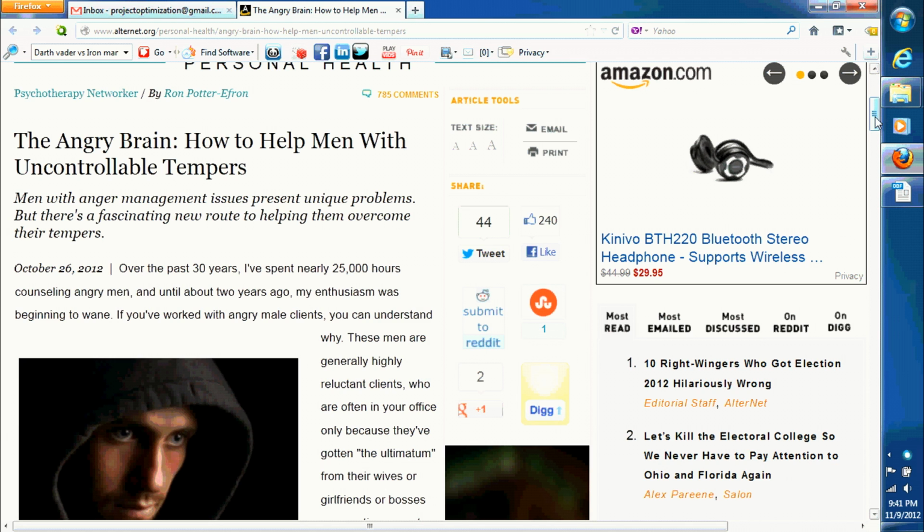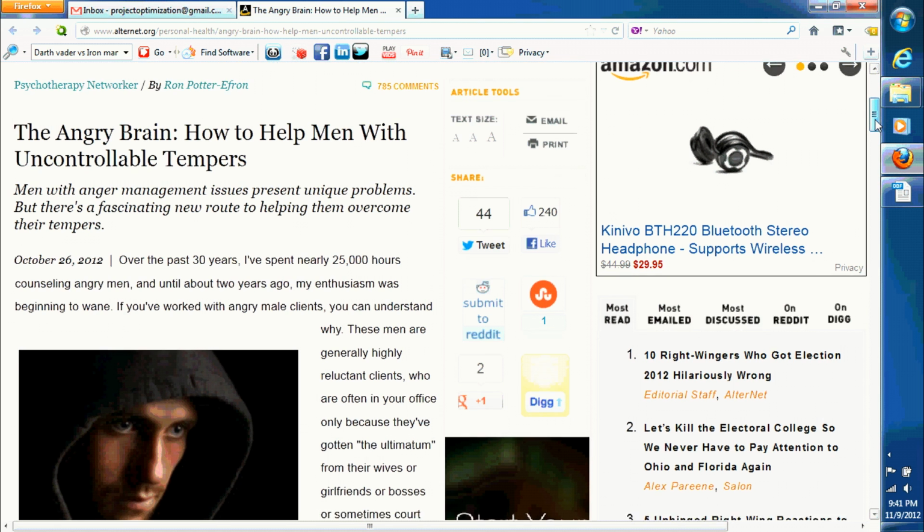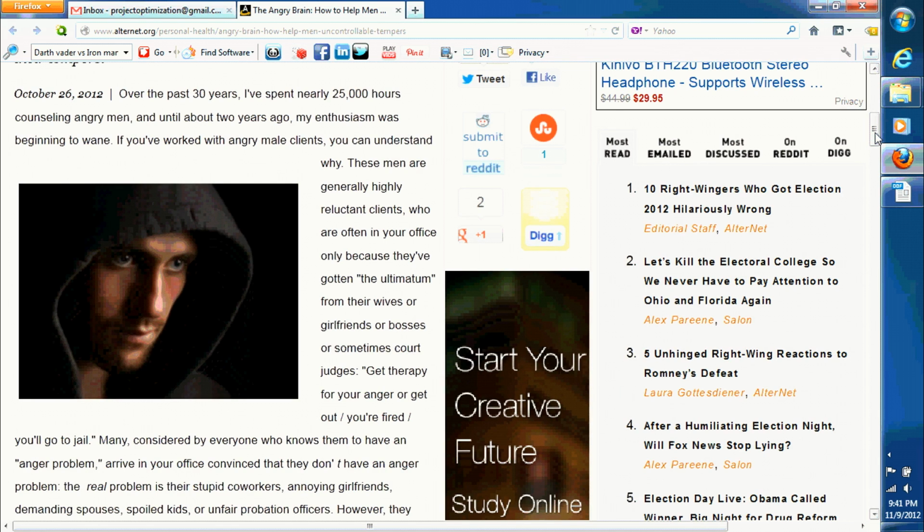Now, Ron says that over the past 30 years, he has counseled angry men for almost 25,000 hours. And he says that in general, the angry men that he counsels come to him not by choice, but by ultimatum. And the ultimatum they're given is a way in which a disjunctive proposition could manifest itself. So these are some of the types of ultimatums that excessively angry men might receive.